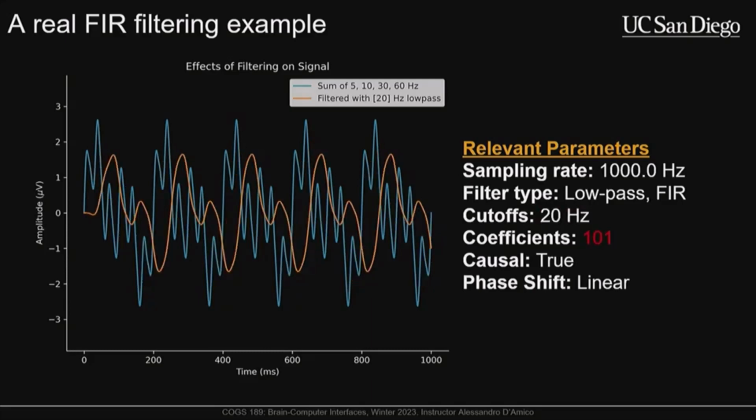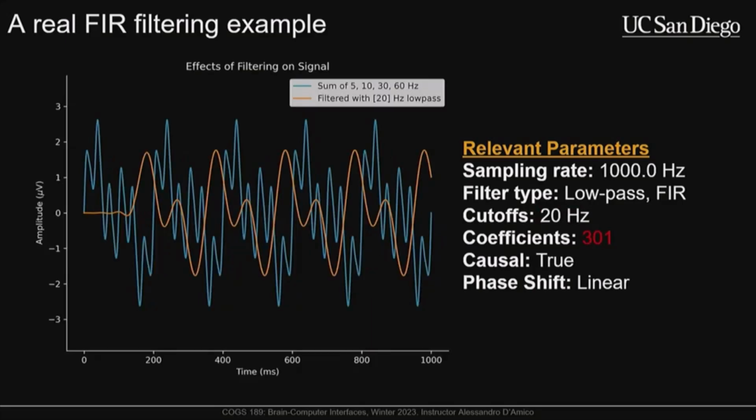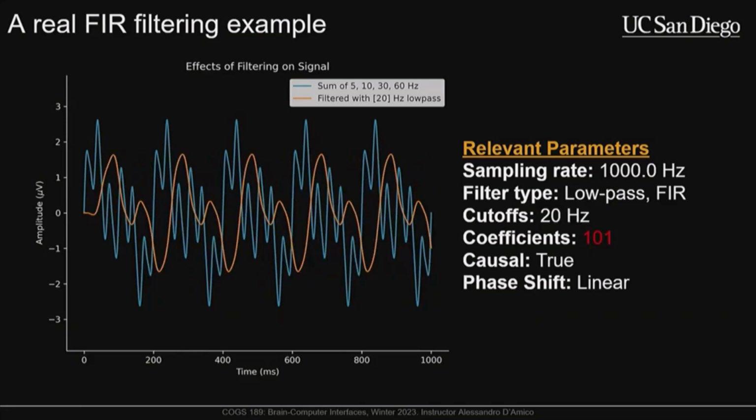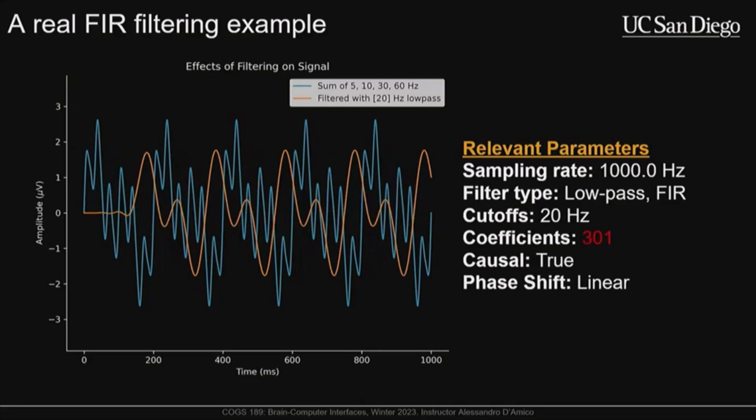And if we do that again and go to 301, we're really isolating that 5 and 10 hertz. So we can see that transition. It's sort of spiky, a little irregular, and now we're getting that true 10 plus 5 hertz sine wave.